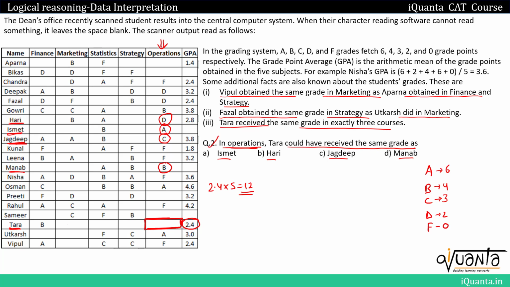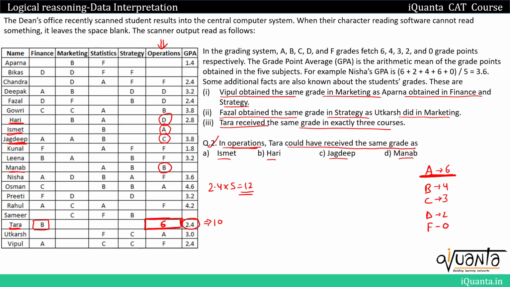So can Tara have grade A in operations? So if I put 6 over here for Tara in operations, now her total score is B. B has a value of 4. 4 plus 6, that means 10. So using these 2 grades, her total score is 10 at the moment.